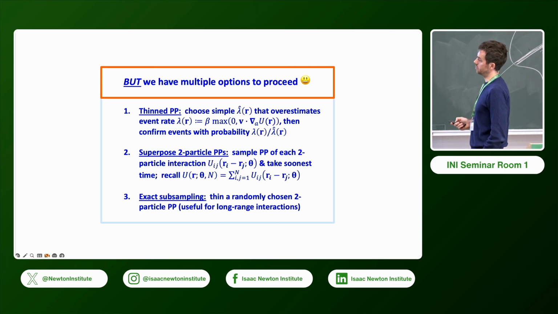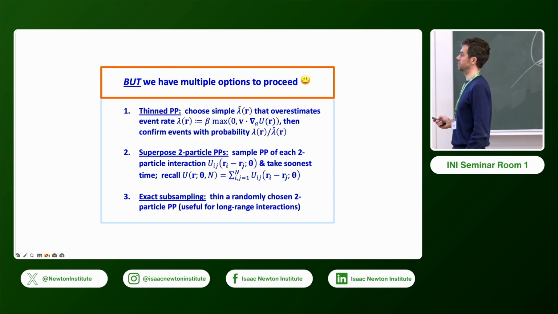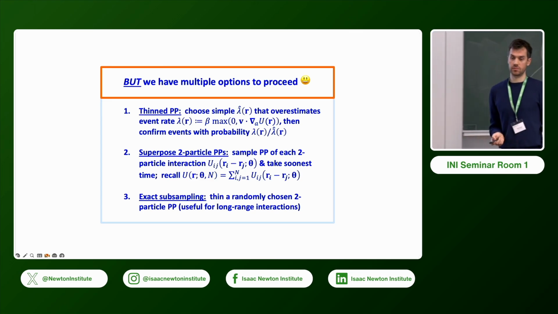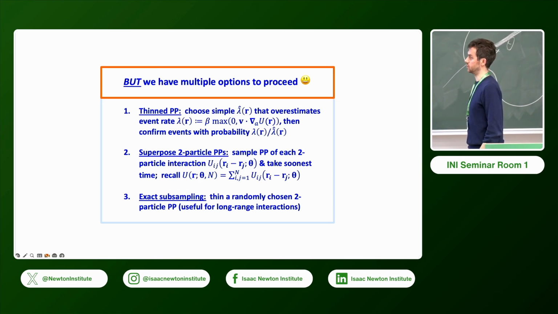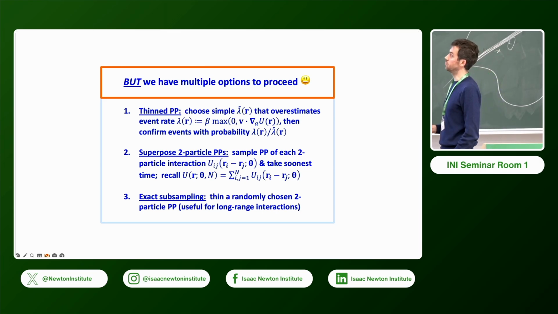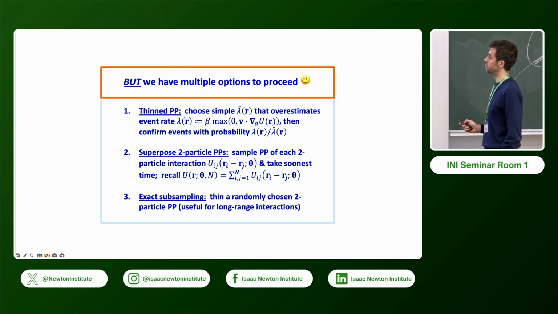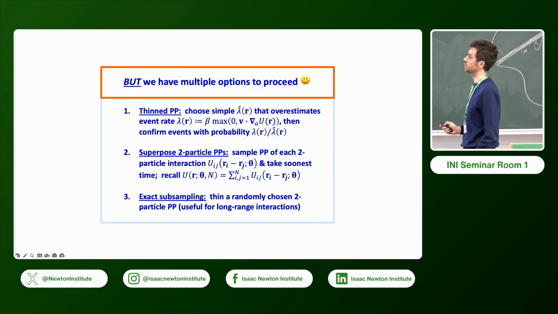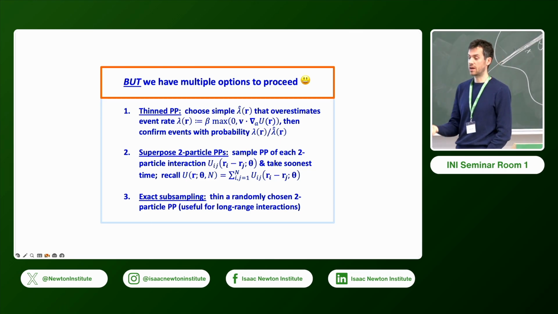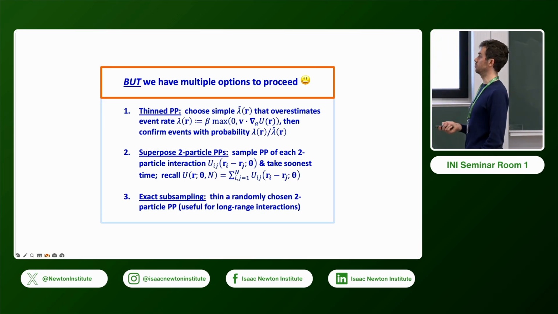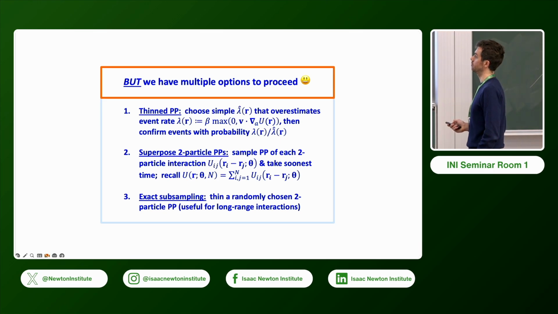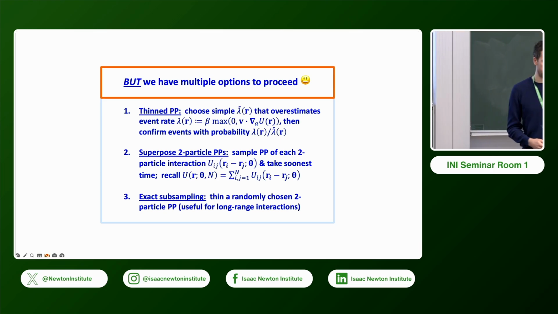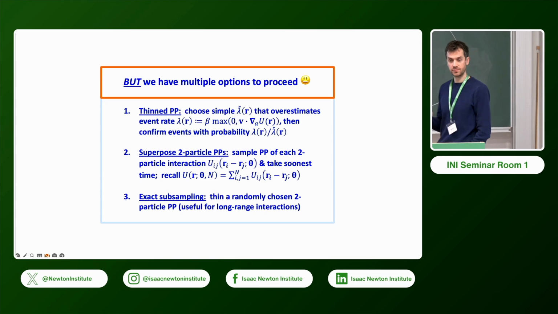And then another option is the notion of exact subsampling, which quite a lot of people at Warwick have been working on. Werner designed a subsampling scheme in statistical physics, and it's very useful when you have long-range interactions. When you don't have long-range interactions, the two main strategies are thinning the Poisson process, so you choose some simple lambda hat that overestimates your target event rate and is tractable, something whose next event time you can sample, and then you confirm events with probability given by the ratio of the target event rate to this overestimated one. Superposition of Poisson processes, I'm sure you understand. Okay? Good.